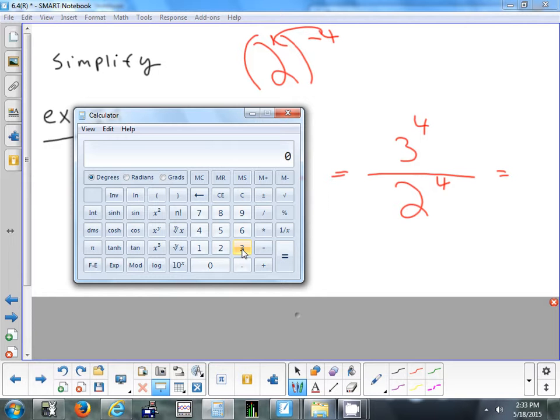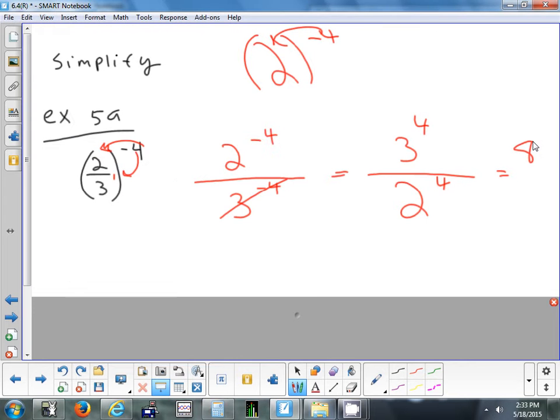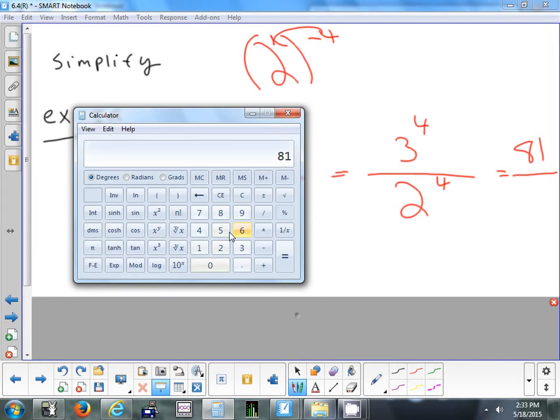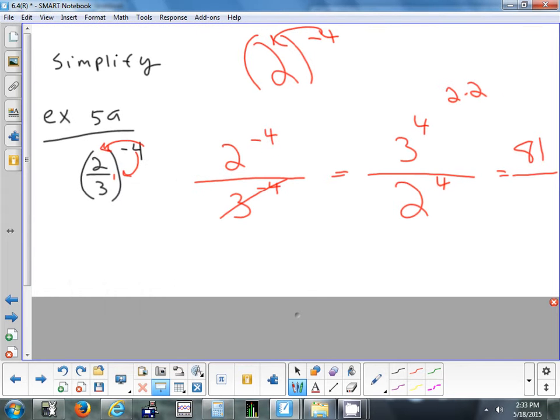All right? So Mr. Hager's going to show us real quick. He's going to do 3 to the 4th. These are big numbers, so we wouldn't expect you to do this back then. And then 2 to the 4th. 2 times 2 is 4, times 2 is 8, times 2 again, 16. All right? 81 over 16. So as Isaiah said, if you just notice right away, your fraction just flipped. 3 to the 4th over 2 to the 4th. That's all that happened.